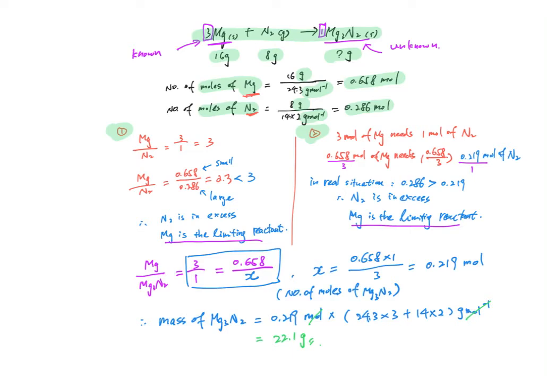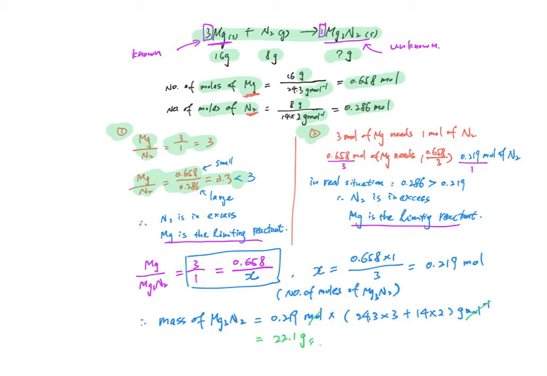From the equation, the mole ratio of magnesium to nitrogen is 3:1, so it's equal to 3. If it's not 3:1 or 3:2, then you can use a calculator to find the number. Then we use the real moles to compare magnesium to nitrogen: 0.658 divided by 0.286 turns out to be around 2.3, which is smaller than 3. So we got a smaller number than the theoretical.